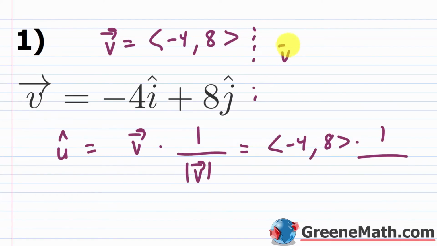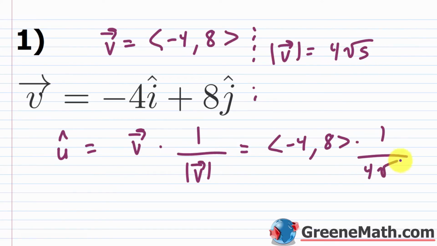So the magnitude of my vector v is the principal square root of your horizontal component squared, -4 squared is 16, plus your vertical component squared, so 8 squared is 64. If we do 16 plus 64, that's going to give me 80. And of course, you could break 80 up into 16 times 5. So 16 is a perfect square, so this is going to be 4 times the square root of 5.